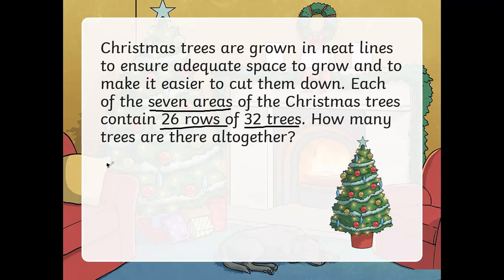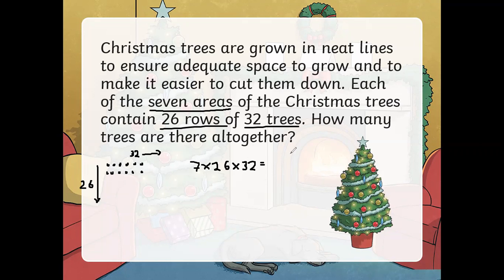So that means that they'll have something like this. And they'll have 26 of these going down and 32 trees going this way. Okay, and there are 7 of these areas. So the calculation that we do here is 7 times 26 times 32. Again, please do it the long way, do it properly.